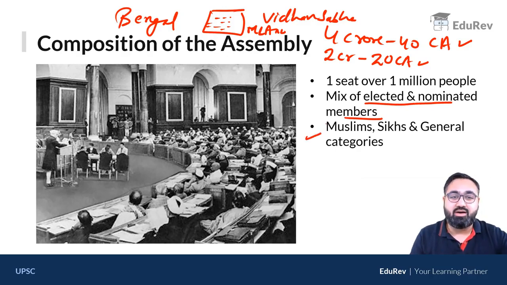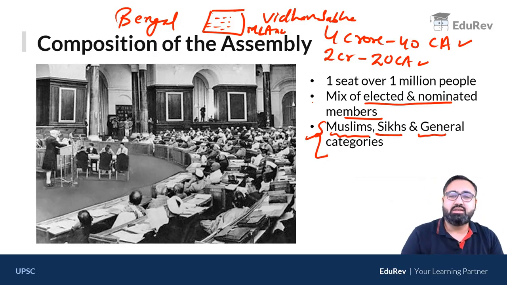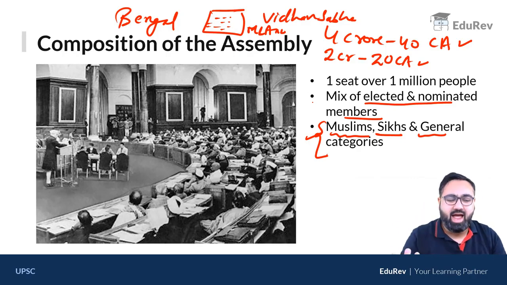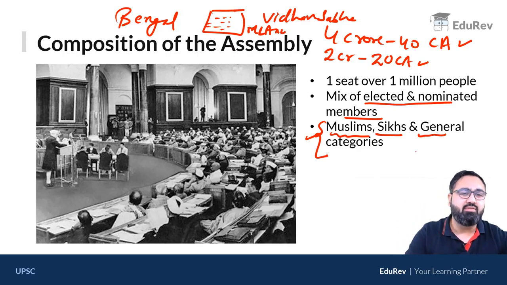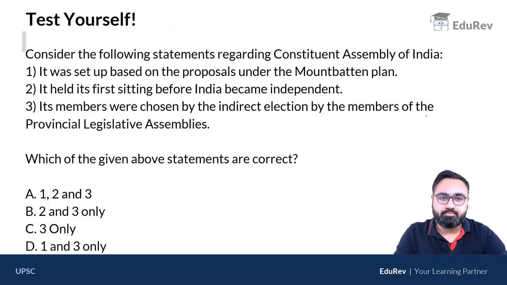Also, the seats were reserved on the basis of religion. Muslims के लिए seats reserved थी on basis of their population. Seats were reserved for Sikhs, and the remaining seats were called general category seats. So these seats were reserved on the basis of religion. And successfully, the Constituent Assembly was elected, and they started to function even before our independence. In fact, 9th December 1946 was when the Constituent Assembly started to function.